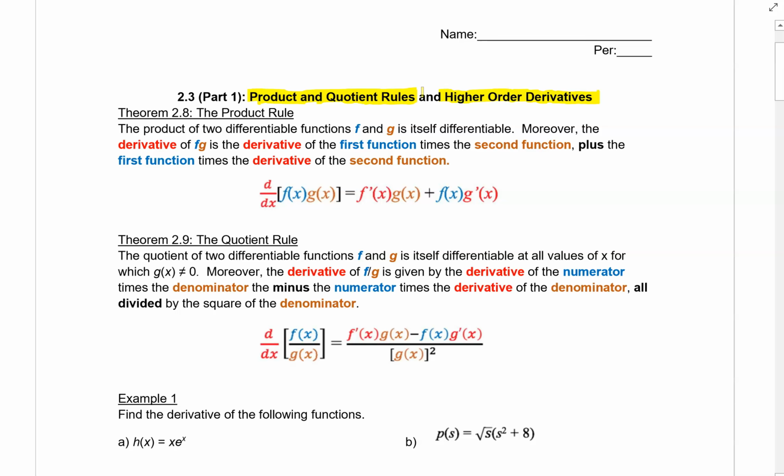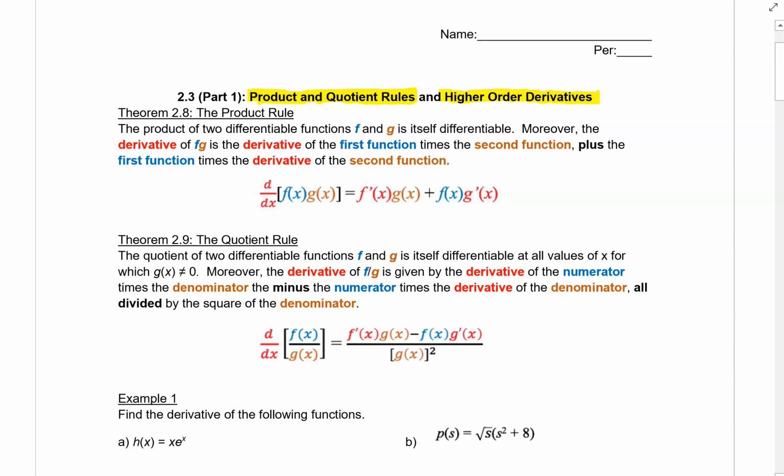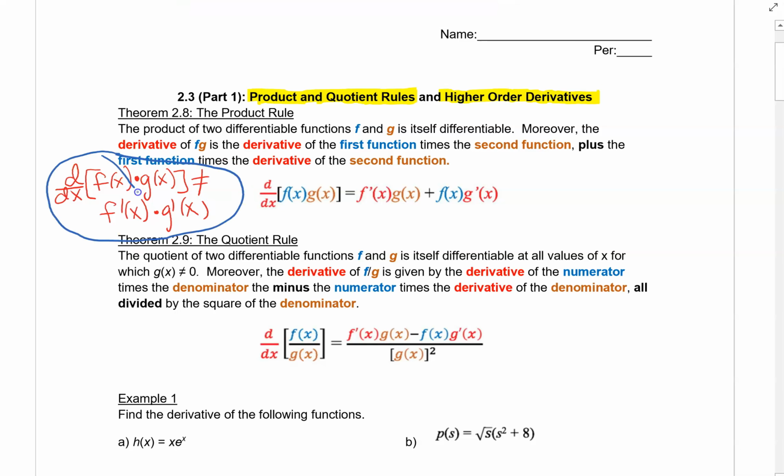Okay, so what is the product rule? Well, before I tell you what it is, let me tell you what it is not. When you are taking the derivative of the product of two functions, so f times g, it is not equal to f prime times g prime. Okay, guys? So don't do that. Don't just take the derivative of each function and multiply it together, because that is what it is not.